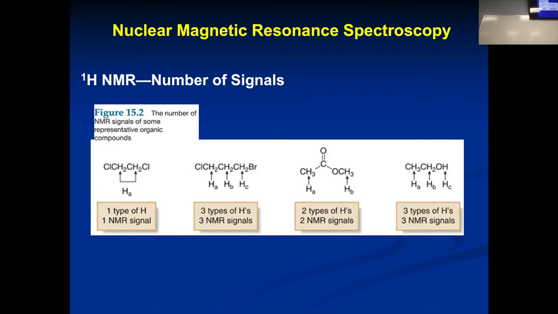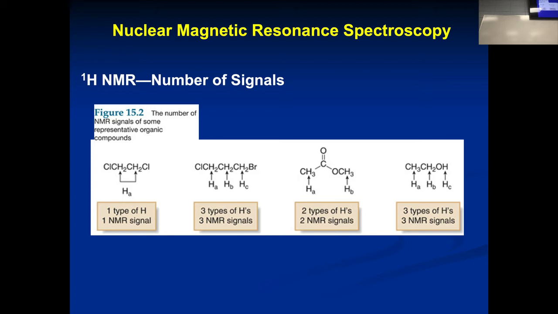If I look at this molecule, both of them contain CH3, but are they equivalent? Why not? The one on the right is attached to the oxygen. Okay, this one's attached to the oxygen, and this one is attached to? Carbon. Carbon, that's right. So I'm going to see two NMR signals for this particular molecule.